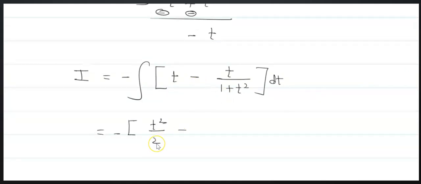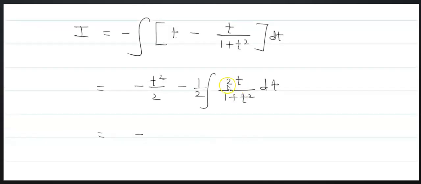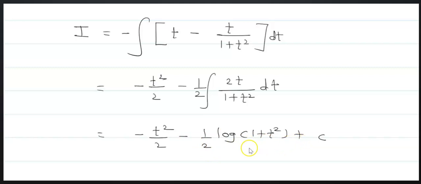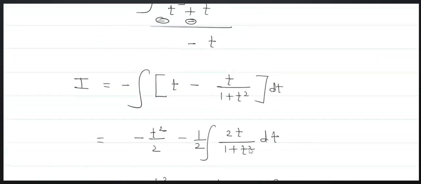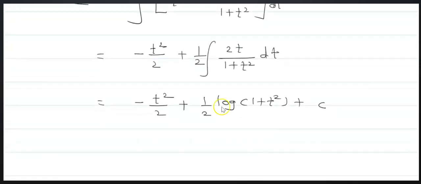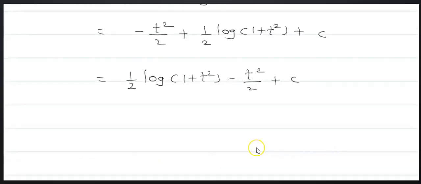The integral of t is t square upon 2. This is the first, then t upon 1 plus t square. Now this integration is very simple. We will adjust it by multiplying and dividing by 2, that is 2t upon 1 plus t square. That is minus t square upon 2 minus 1 upon 2 log of 1 plus t square plus c. And that minus minus will become plus, so here is 1 upon 2 log of 1 plus t square minus t square upon 2 plus c.